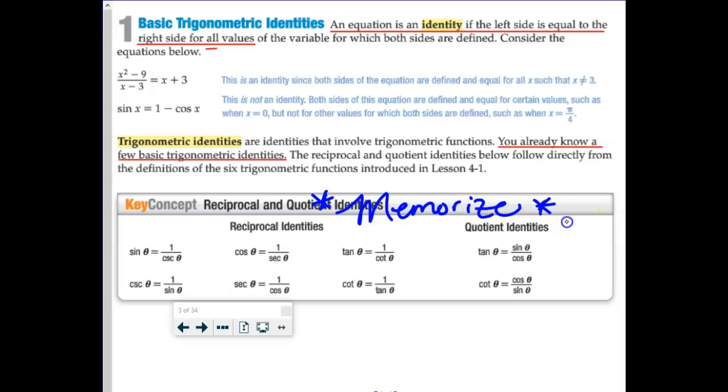Now, you have to know that sine and cosecant are reciprocals of each other. And then, for some reason, this one keeps getting you guys. It doesn't even make sense. Well, I mean, I guess it does. How?